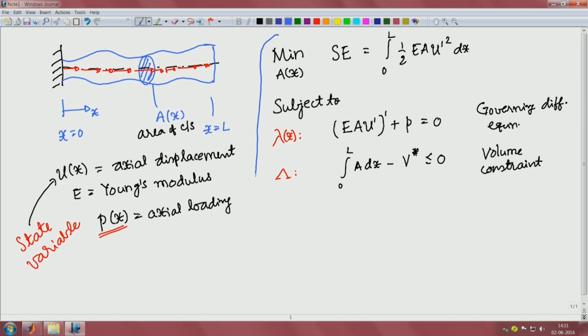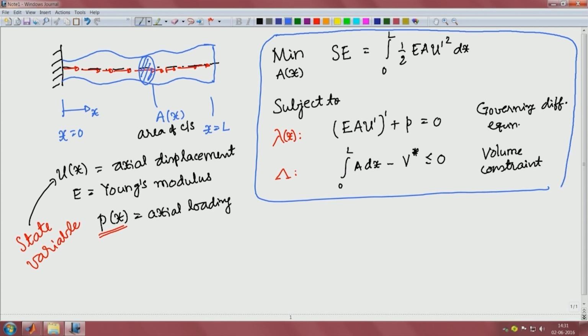So, this is our problem, that is we want to minimize the strain energy so that the structure, that is the bar, will be as stiff as it can be. We are minimizing strain energy, which means that we are not letting it deform a lot, that means that it is very stiff under the given loading.